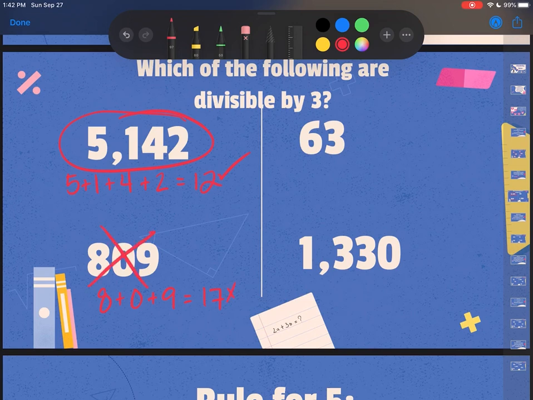So 809 would not be a multiple of, or would not be able to be divisible by 3.